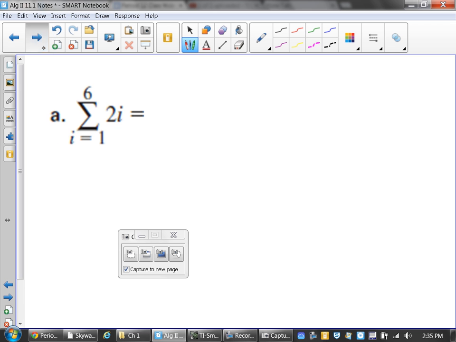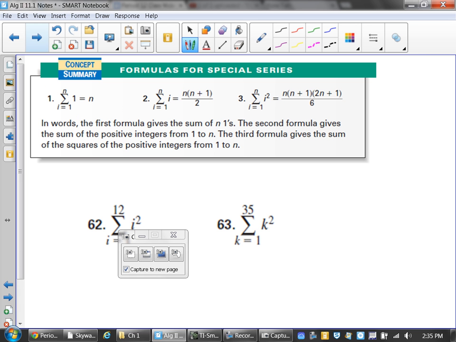Now, we've already talked about this, this, and this. You don't need to put those in the calculator because it takes too long. But don't write this down because this book is old.